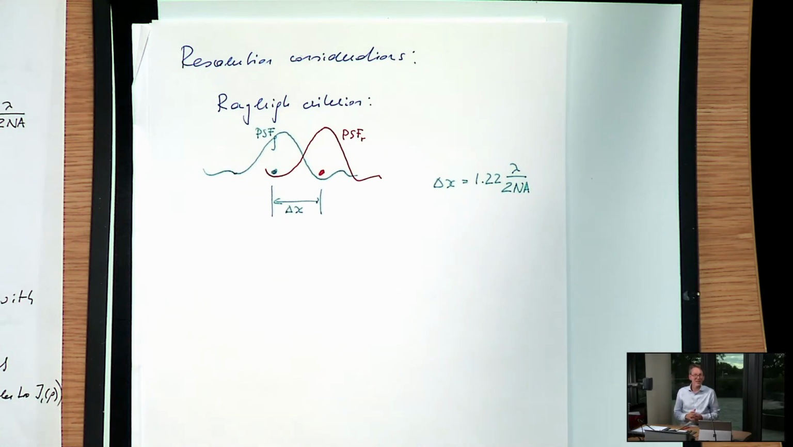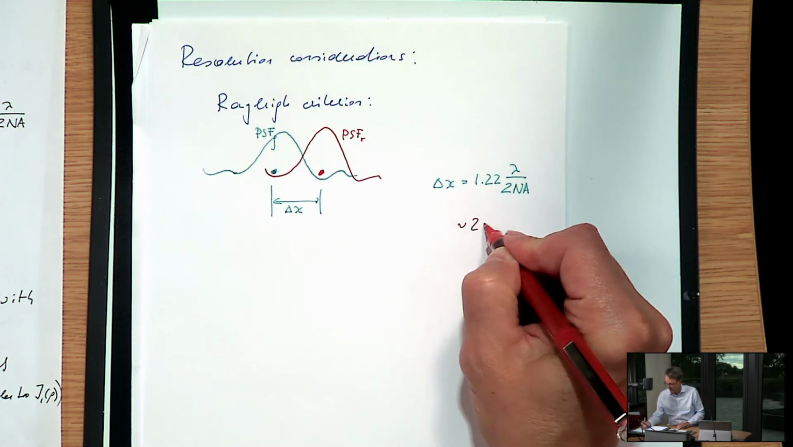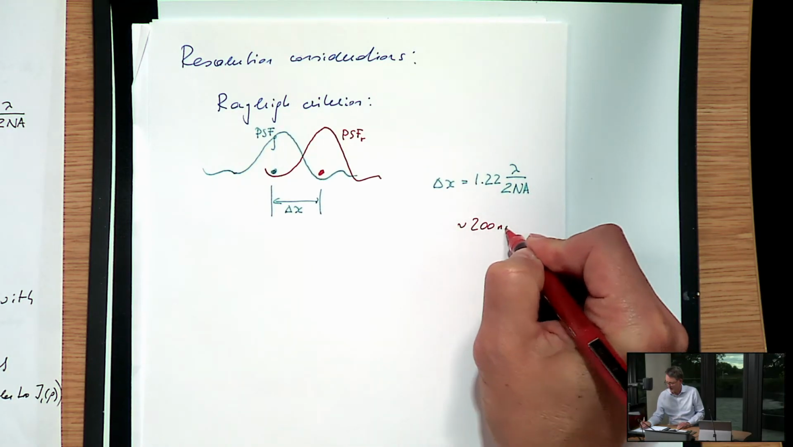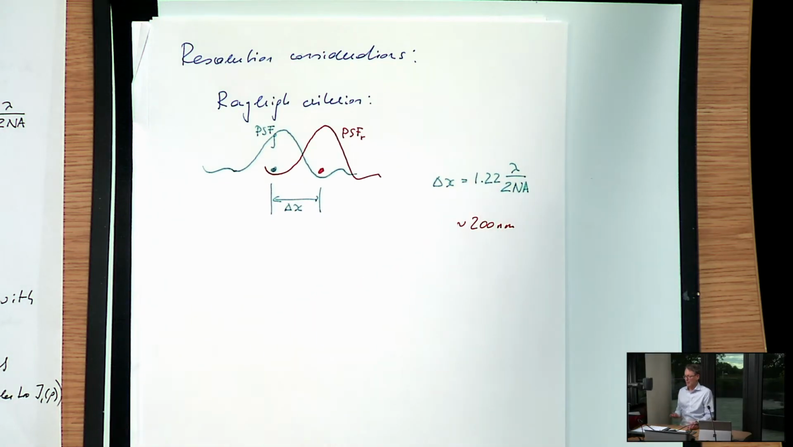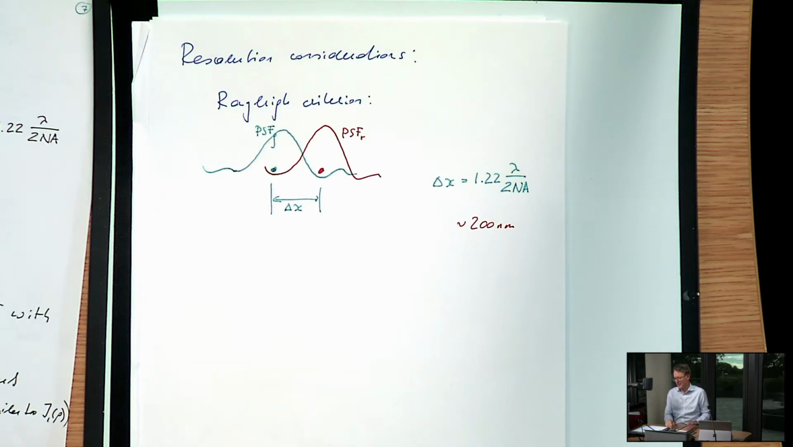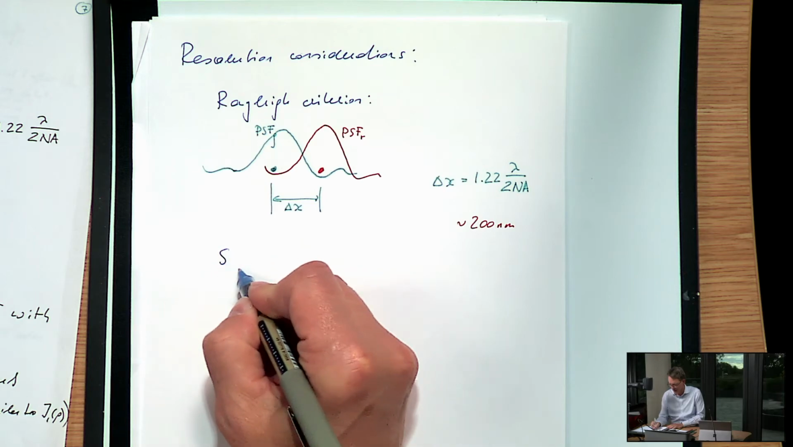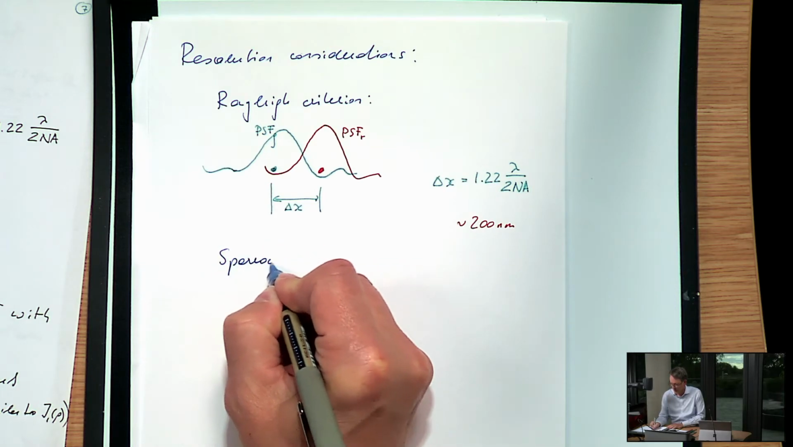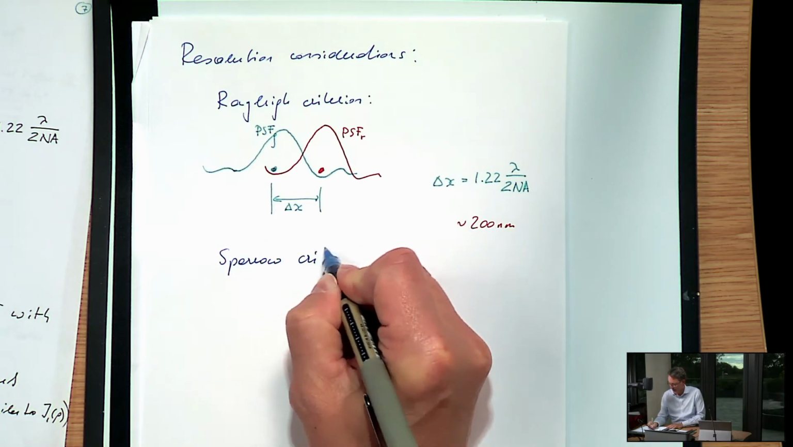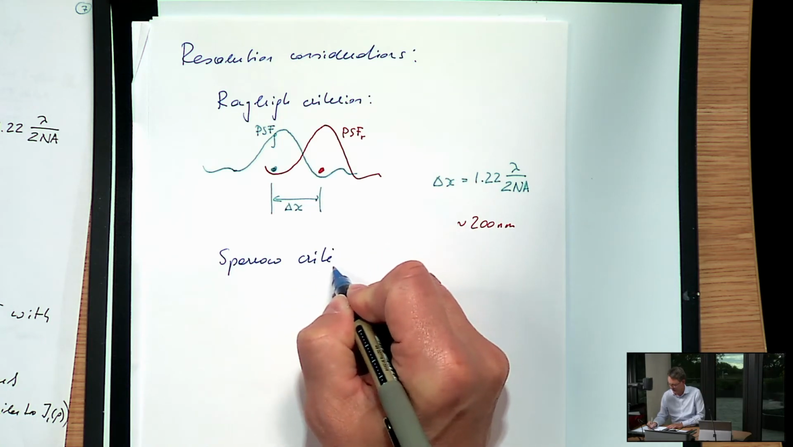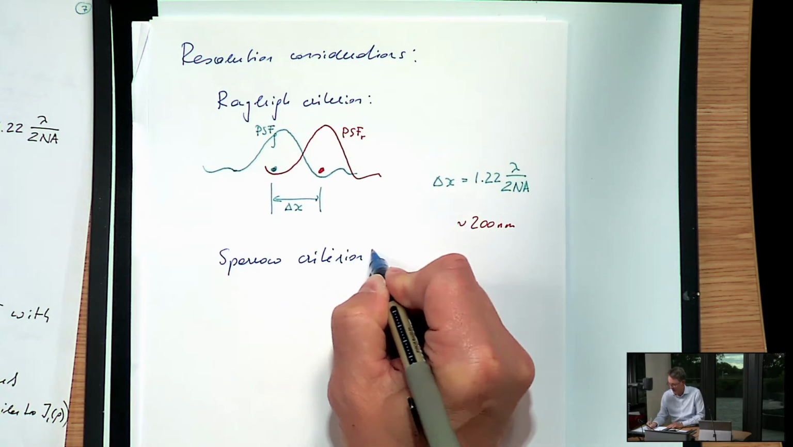This would be maybe 200 nanometers or something like this. It depends on lambda, of course, and depends on NA, but maybe that's what you can achieve. It turns out that this Rayleigh criterion is a little conservative, and you can resolve things that are even closer together. The criterion that is often used to say I can resolve something is called the Sparrow criterion.